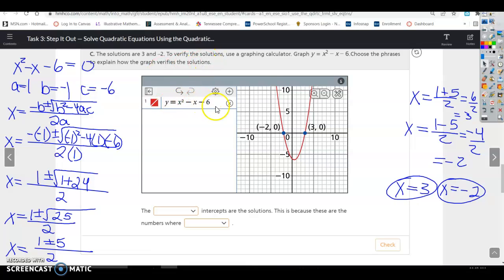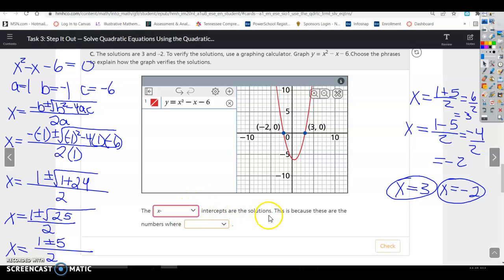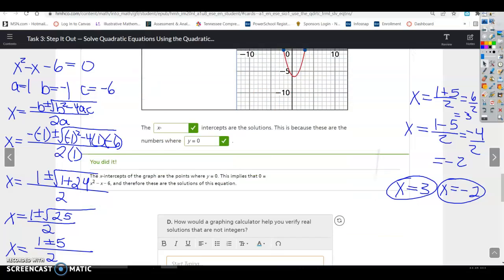So you can see they've typed it in. Here's the quadratic equation, and you can see it crosses the x-axis at -2 and at 3. And you can see our solutions are -2 and 3. So it says the x-intercepts are the solutions. This is because these are the numbers where y equals 0. So this is your y-axis, and you can see that y is 0 all the way across through here. Okay, so your x-intercepts are the same as when your y is 0.